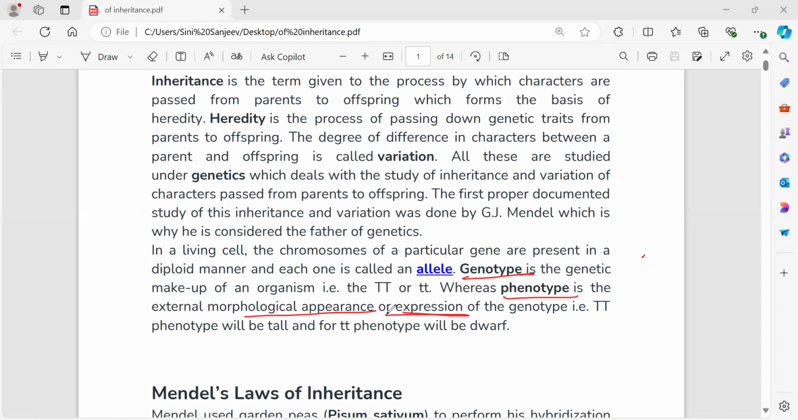So genotype will be what? Internally, because by seeing that particular organism you cannot say what changes are there, the changes may happen genetically, hence they are called the genotype. Okay, so there are many different characteristics which we will be seeing now.